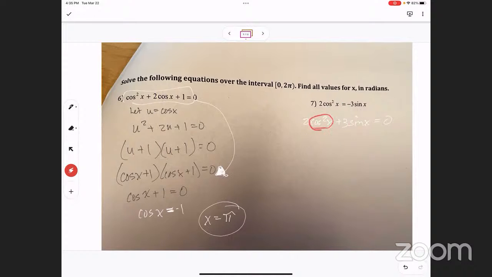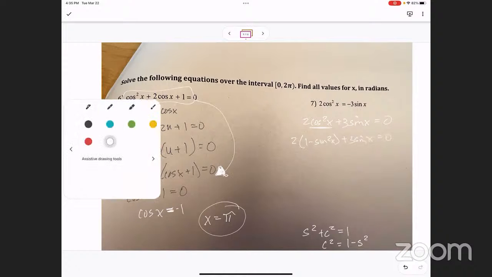Why cosine? It's not really cosine, it's cosine squared. That was what I was looking for there. Sine squared plus cosine squared equals 1, which means I want to change this, right? Cosine squared equals 1 minus sine squared. Do you see how I did that? Oh, is that only when it's squared though, right? Only when it's squared. It goes back to the unit circle, but I'm not going to show you that again. So this is 2 times 1 minus sine squared x plus 3 sine x.